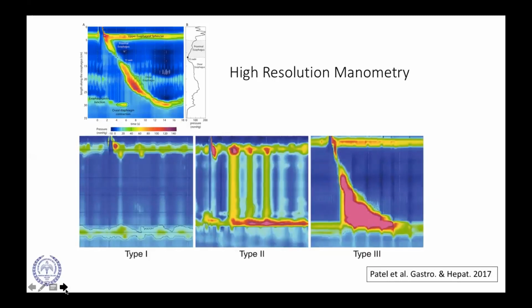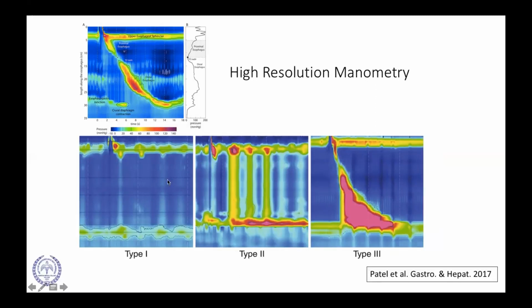High-resolution manometry is used to diagnose and characterize achalasia cardia. The top panel shows how a normal esophageal peristaltic wave would appear on manometry, while the panels below show how achalasia cardia would appear, where there is a loss of peristalsis. Type 2 achalasia is the one that is most responsive to treatment. And here we can see what is shown as a pan-esophageal pressurization.